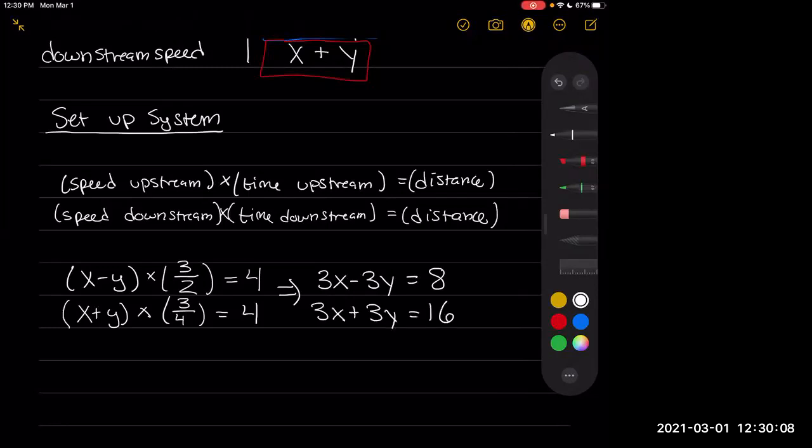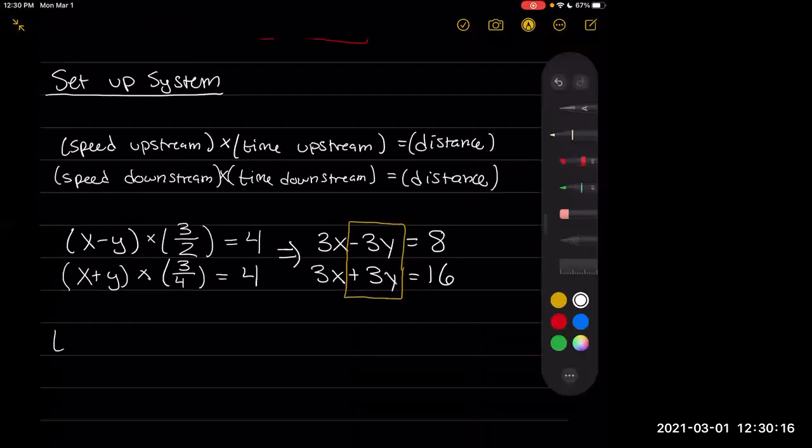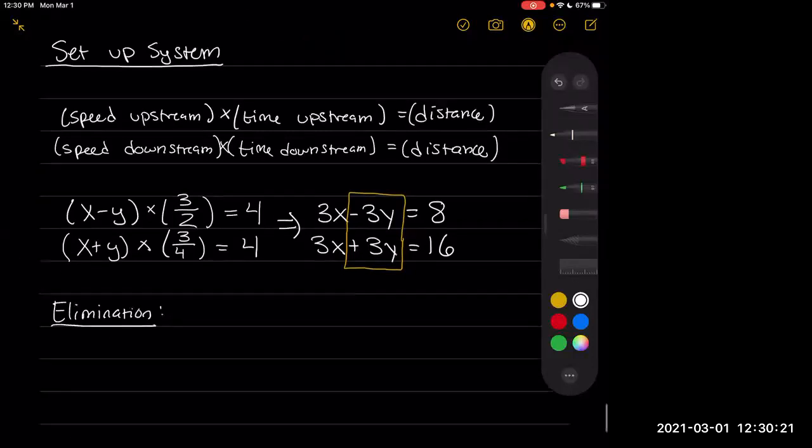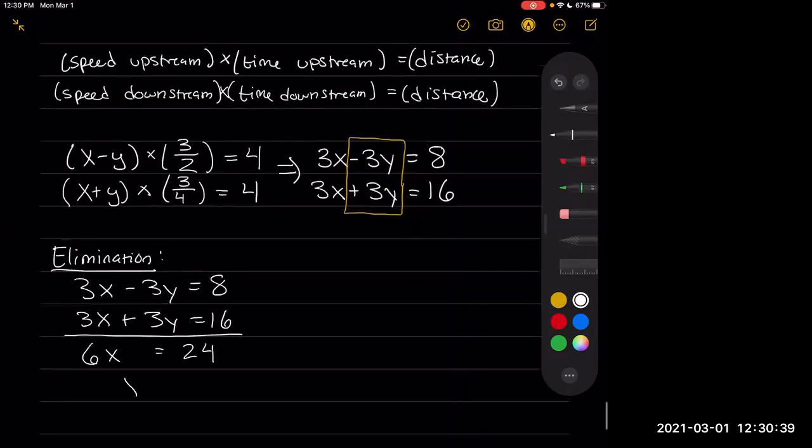Well, now we see we're all set up for an elimination problem. So we're going to take our 3x minus 3y equals 8 and our 3x plus 3y equals 16, and we're going to add them together. We're going to end up with 6x equals 24. So that will give us x equals 4. We divide by 6 on both sides.